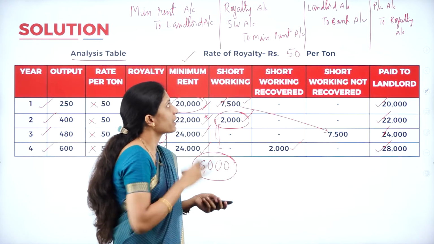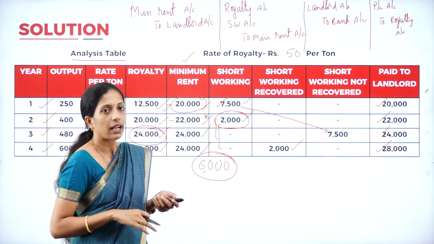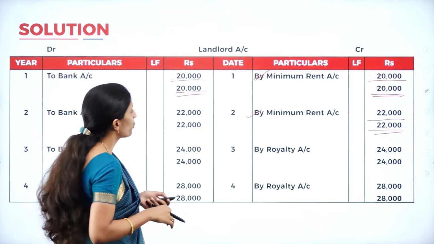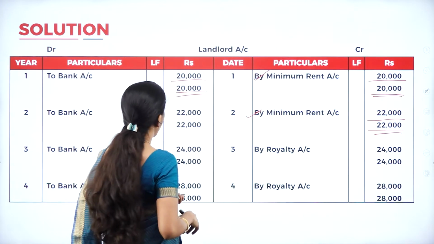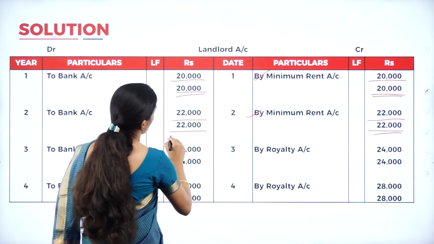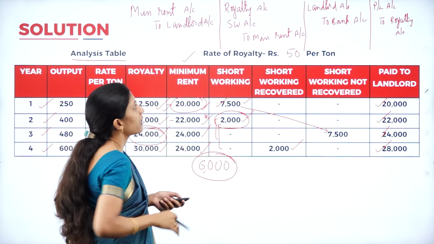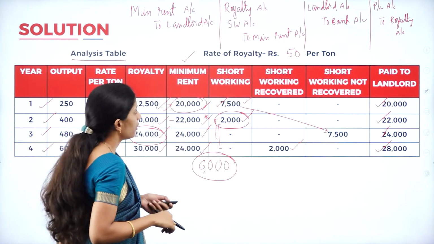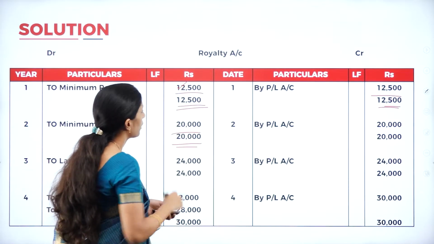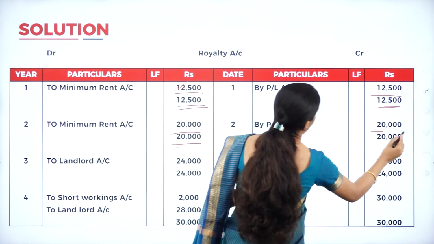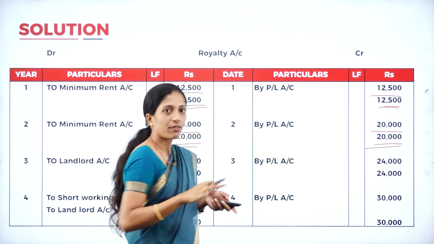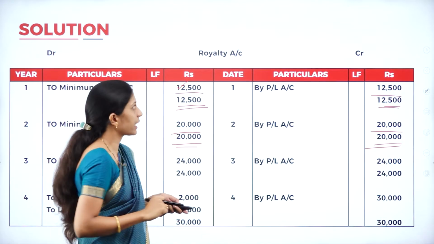Now come to the next entry, landlord account debtor to bank account. So in landlord, how do you write? To bank account. So to bank account, how much? 22,000. So we are done with the second year, that is landlord account. Next, under royalty account, by profit and loss account. So under royalty account, by profit and loss account. So we are done with all the entries relating to the second year.